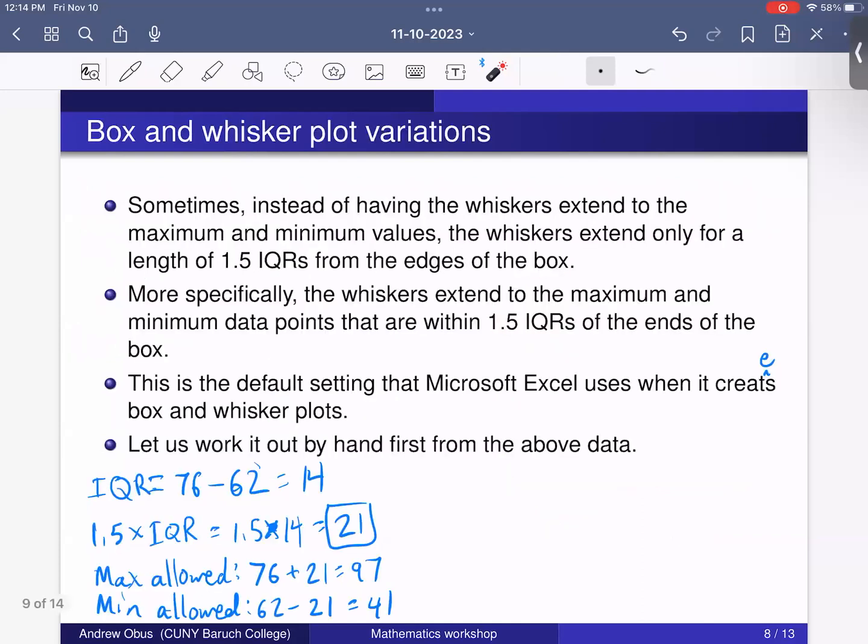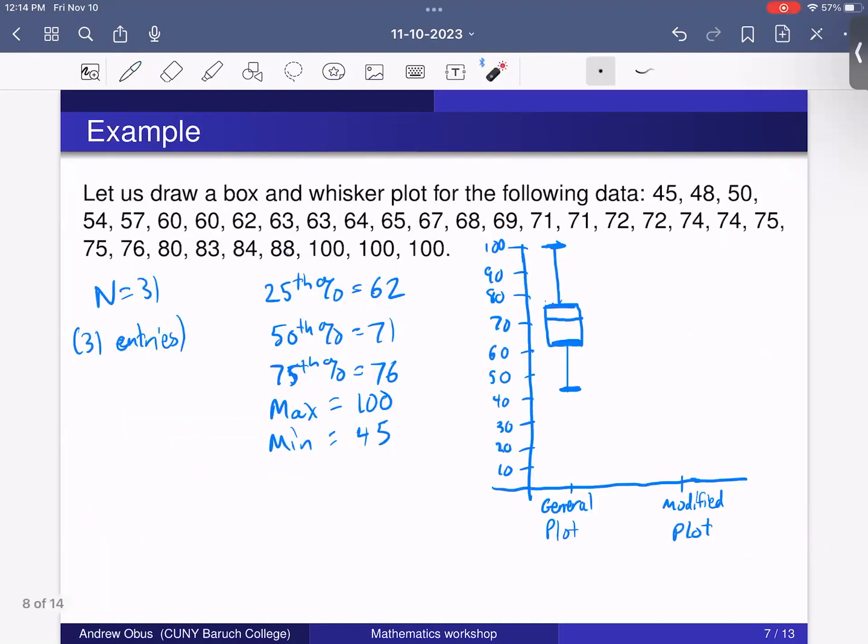whisker plot. Okay, so the max allowed is 97, and that tells us that the actual whisker goes to 88. Similarly here, the minimum allowed is 41. What happens? Well, if we look at our data set, actually the minimum is 45. So we're not going to draw the whisker all the way down to 41. We're just going to use the minimum data point that is no less than 41. So in this case, we actually will just go down to 45.